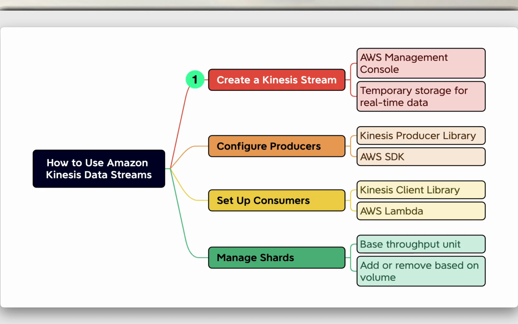How to use Amazon Kinesis Data Streams. 1. Create a Kinesis stream: navigate to the AWS Management Console and create a new Kinesis data stream. This acts as a temporary storage for the real-time data. 2. Configure producers: producers are responsible for sending data to the Kinesis data stream. You can use the Kinesis producer library or the AWS SDK to configure the producers. 3. Set up consumers: consumers are applications that process the data from the Kinesis data stream. You can use the Kinesis client library or AWS Lambda for this. 4. Manage shards: shards are the base throughput unit of a Kinesis data stream. You may need to add or remove shards based on the volume of data you expect.